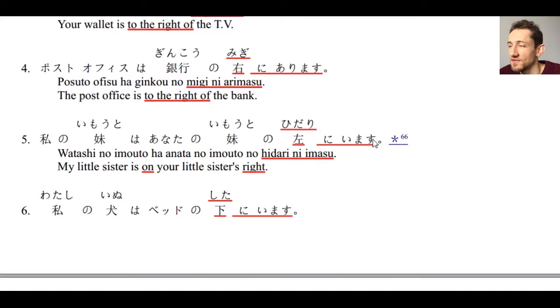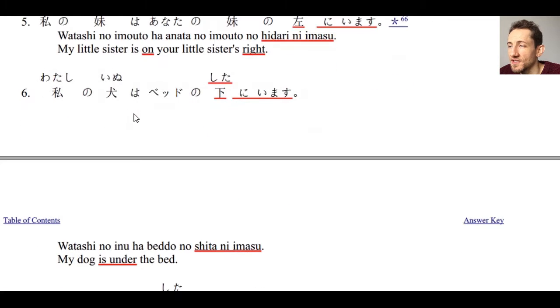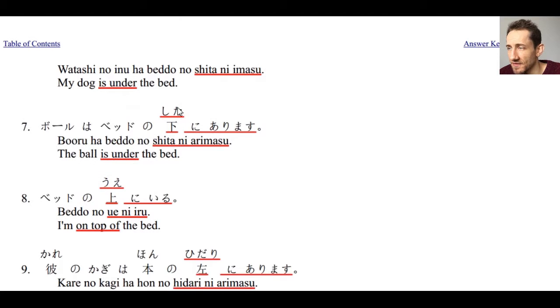describe her location. Number six, 私の犬はベッドの下にいます。So my dog is under the bed. So again, 犬 is a living thing. So we use いる, not ある to describe its existence. ベッドの下にいます。Under the bed.